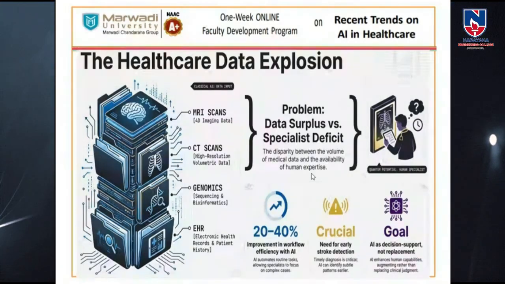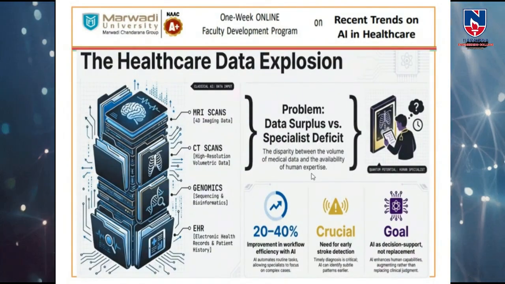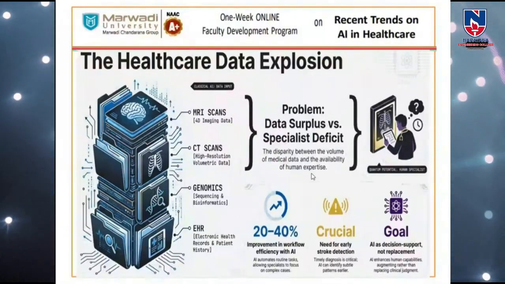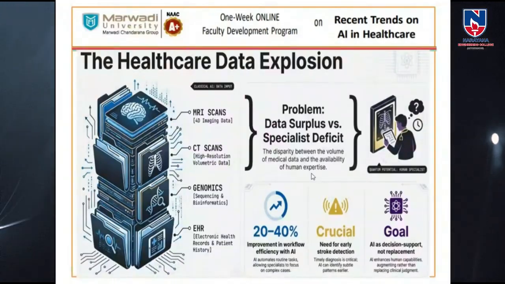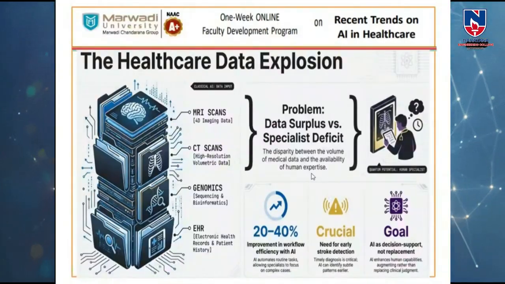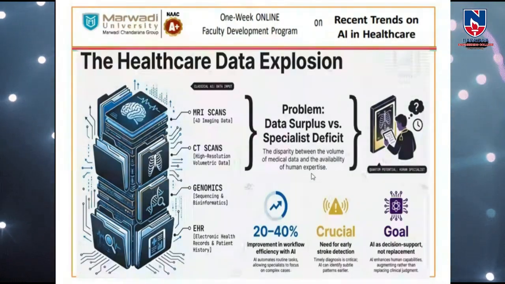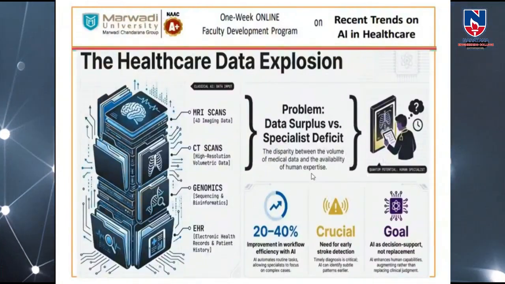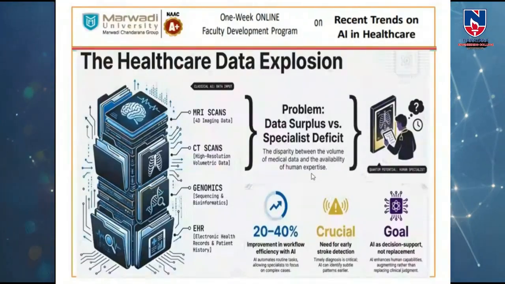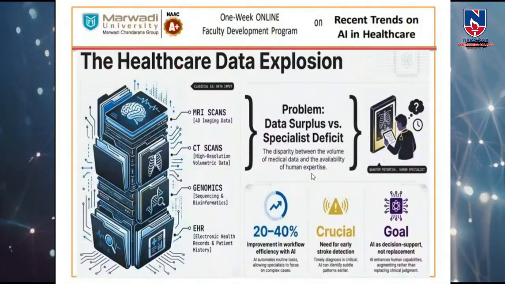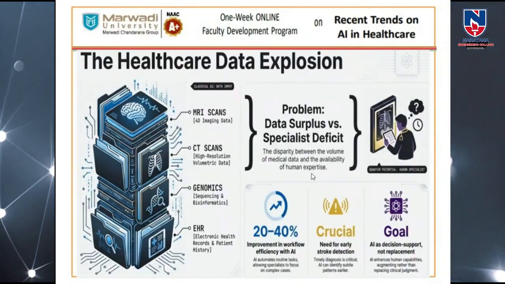Studies suggest that intelligent AI integration can improve workflow efficiency by 20 to 40%, particularly by automating routine tasks and assisting in complex case analysis. However, the goal is not replacement. That means AI is not going to replace the human being. Make a note that the goal is only clinical decision support, not a replacement. AI is an augmentation tool that enhances diagnostic precision while preserving human judgment. This is a very important point.